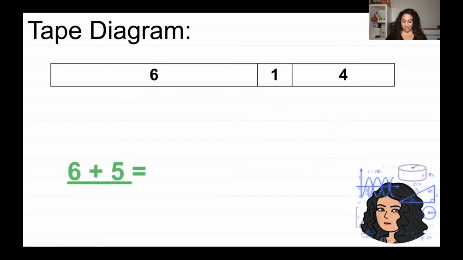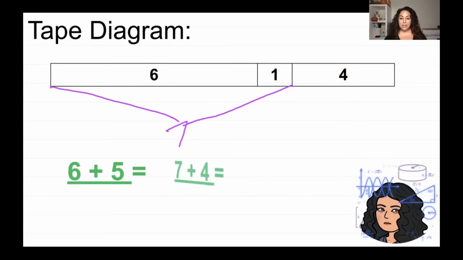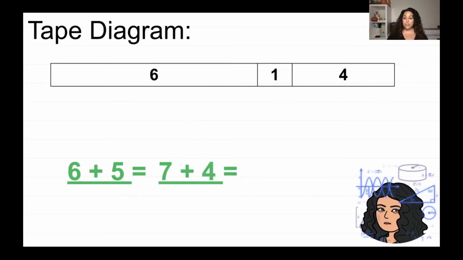Okay, so let's look at this side now. And I have 6 plus 1, and that equals 7. So what would my number sentence look like now? It would be 7 plus 4 equals 11. So let me pull that up for you. 7 plus 4 equals 11. Now, do you remember the total, what they all equaled together? That's right, they all equaled 11.